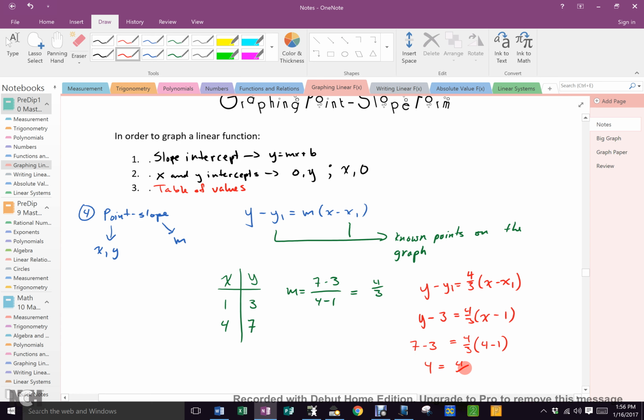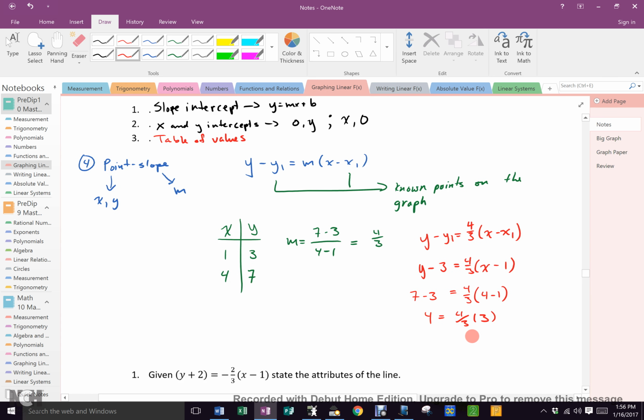What's 4 minus 1? So I got 4/3 times 3, yes? What happens to that 3? It cancels, so I get 4 equals 4. Is that true? So what does this tell me? I already told you this point was going to be on the line, so you knew it was going to work. But if you didn't know, we just put it in where the x's and the y's were, and it showed that it was going to work. Is everybody cool with that?